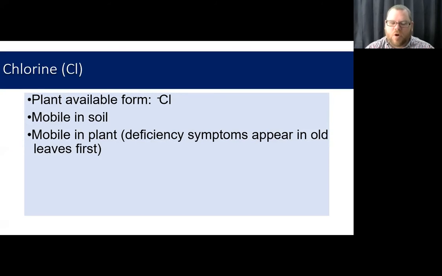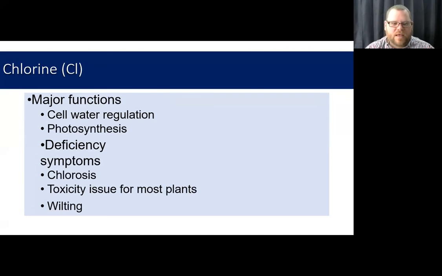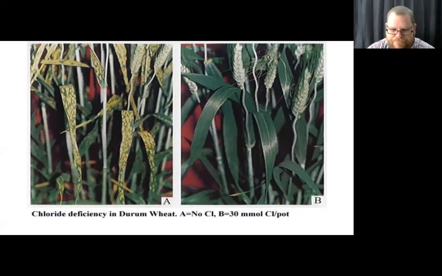Chlorine is mobile in the soil and immobile in the plant. Its major functions are cell water regulation and photosynthesis, and a deficiency of chlorine causes chlorosis, and toxicity is an issue for most plants. And we'll also see wilting with chlorine deficiency.